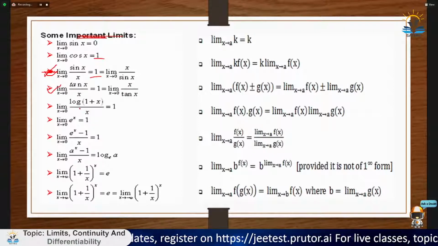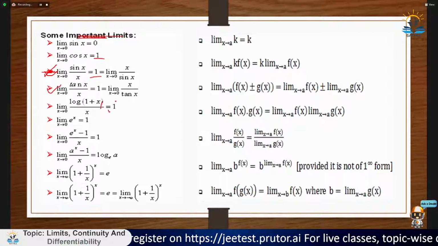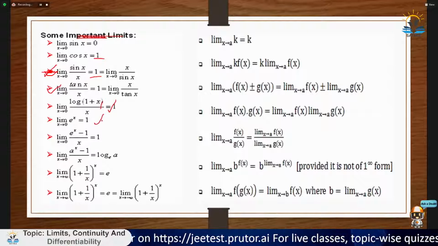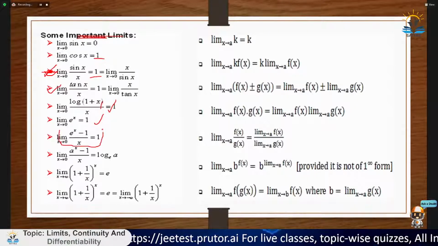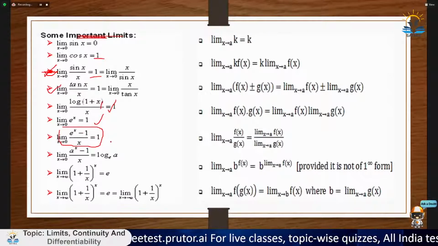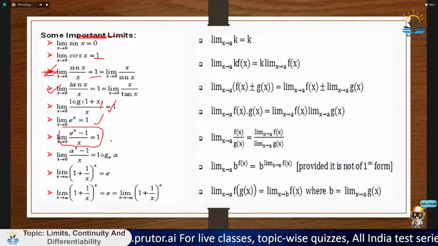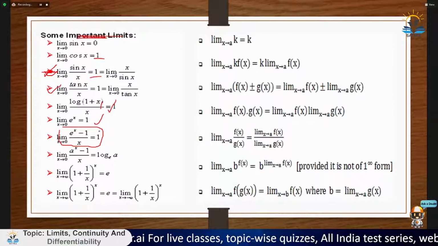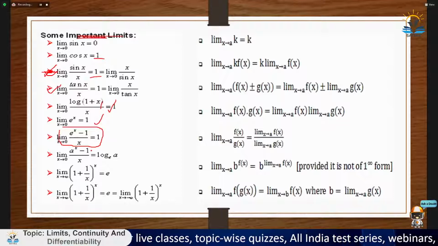Then this is also limit of x tending to 0, log of 1 plus x by x is also equal to 1. Similar with e power x. And this one is also important. Limit of x tending to 0, e power x minus 1 upon x is equal to 1. This limit will be used many a times in calculating log questions. So this is also important one.